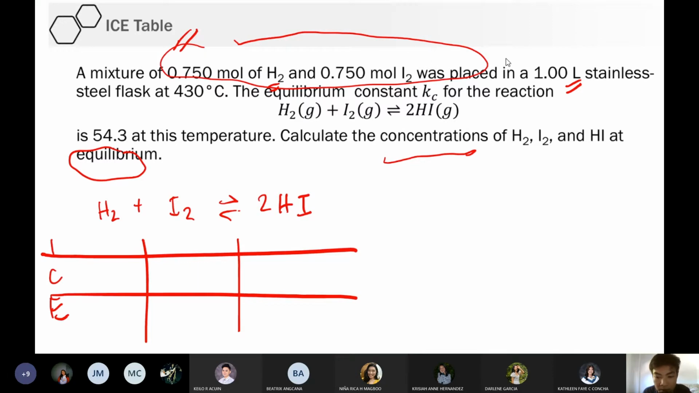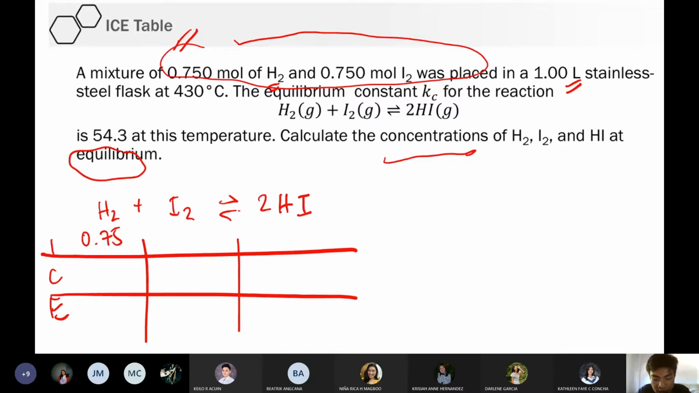So 0.75 moles divided by 1 liter is 0.75 molar. That will be the initial concentration of your hydrogen gas. For iodine gas, that is also 0.75 moles divided by 1 liter.